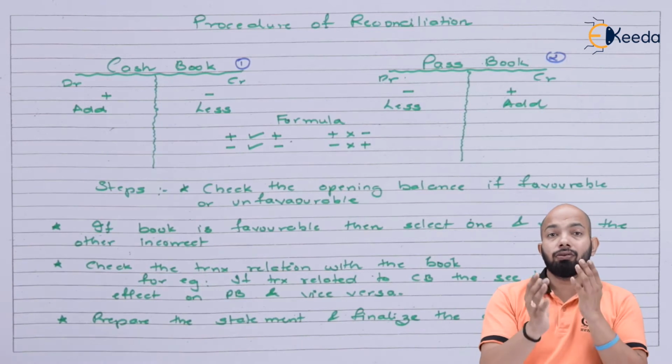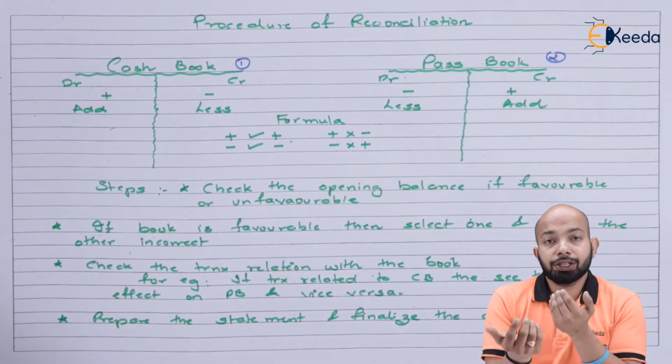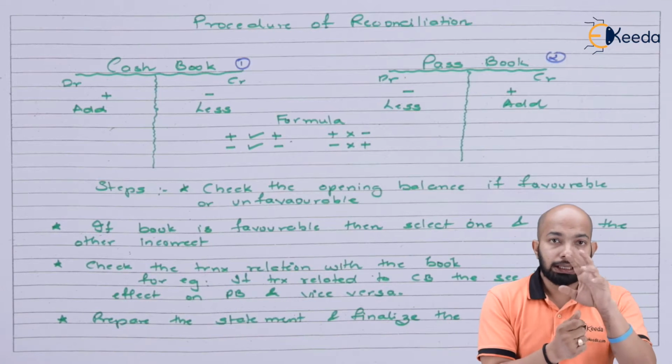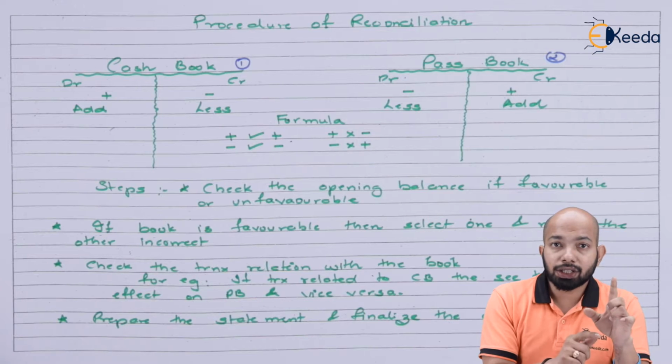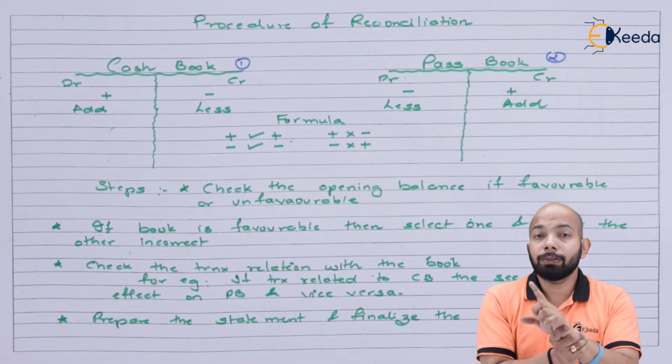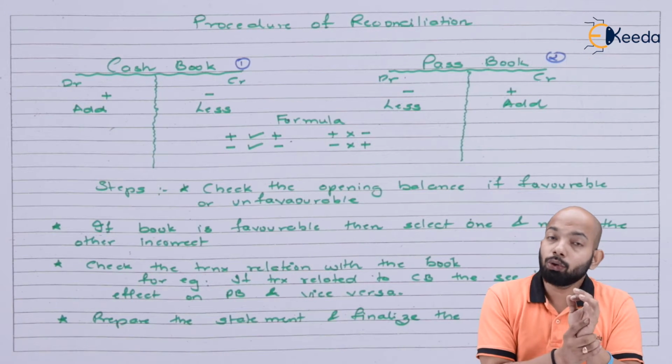Now we too have these books with us. We have mentioned the details in here. That means cash book, debit side, credit side. What is on the debit side will be addition. What is on the credit side will be subtraction. Let me explain you how it works here.